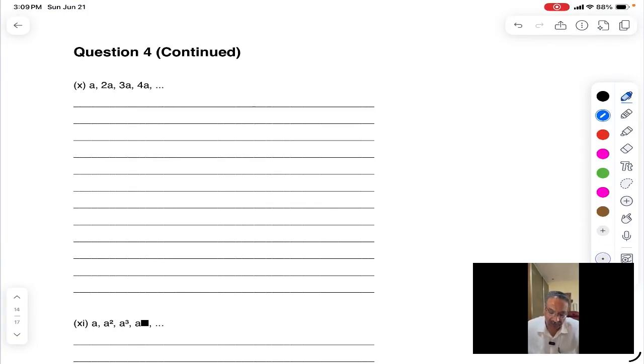Next come to the 10th one. A, 2A, 3A, 4A. This is very similar to the 3 plus root 2 one. What is happening is, they are adding A one by one. Okay, but let us write it.